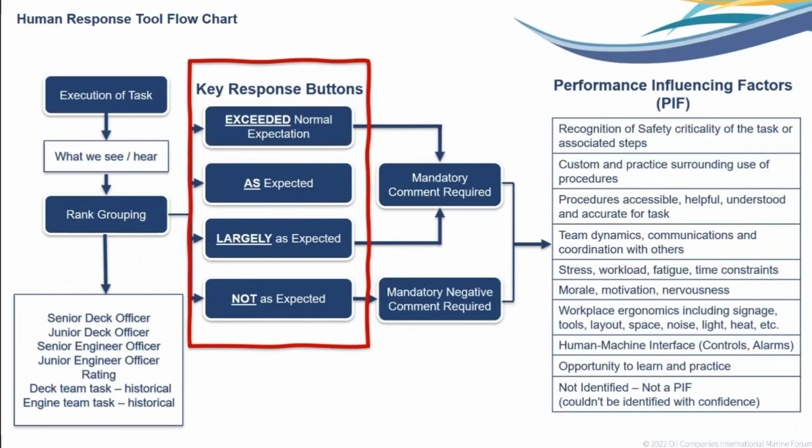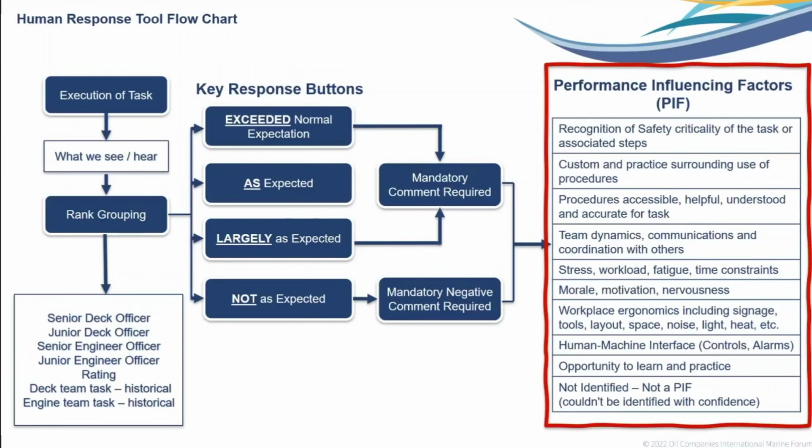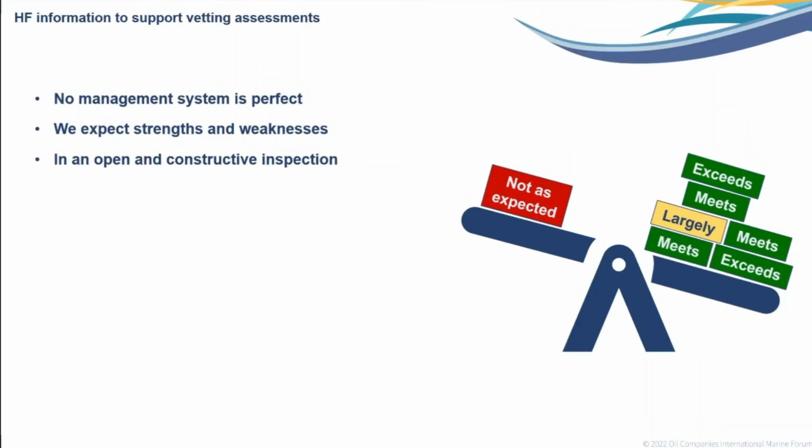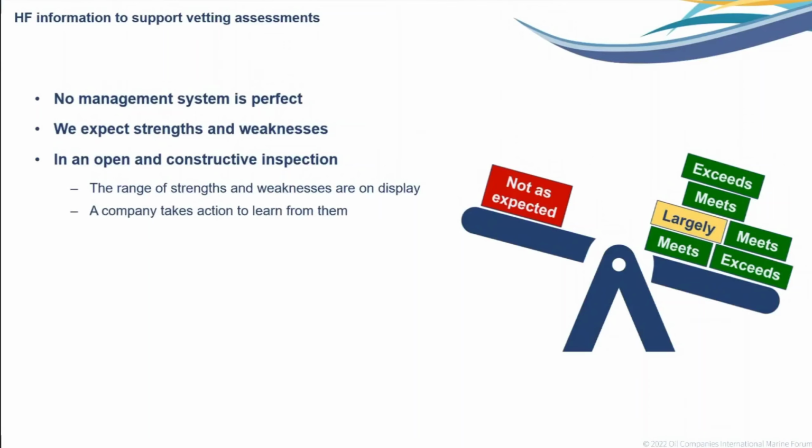These response categories were discussed in Module 4 of the Owner-Operator videos. Then, as we saw in the Owner-Operator Module 2 video, the inspector gets to record any performance-influencing factors that they can identify with confidence. No management system is perfect. When we inspect a vessel, we expect to find some strengths and some weaknesses. When an inspection is constructive and open, people will be talking freely about the things that work and the things that don't, and the range of strengths and weaknesses will be on display. The operator then takes action to learn from them and improve the way the vessel is operated.